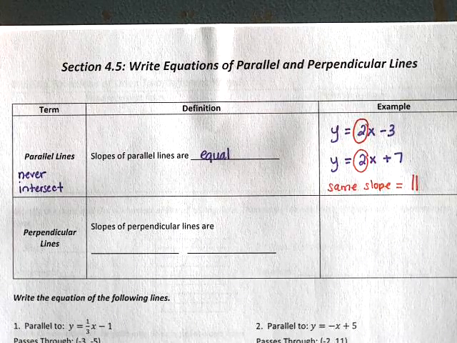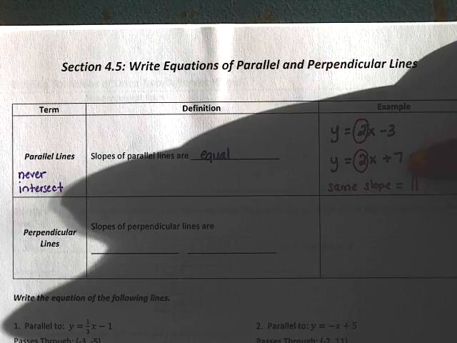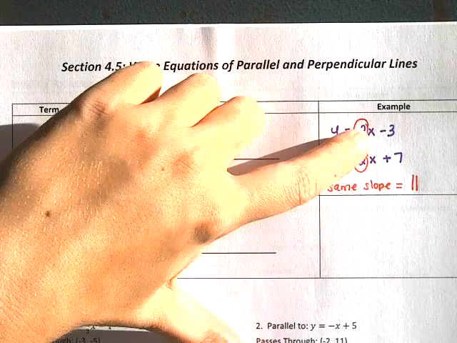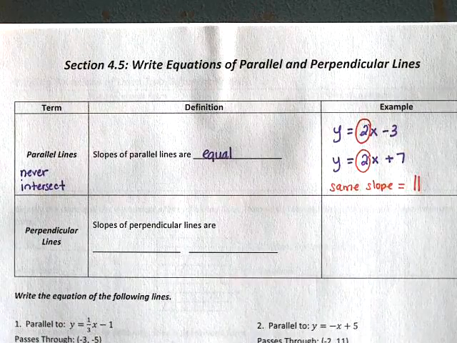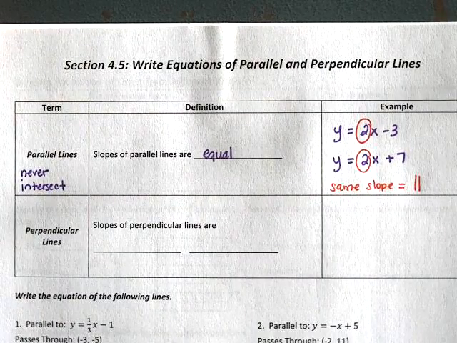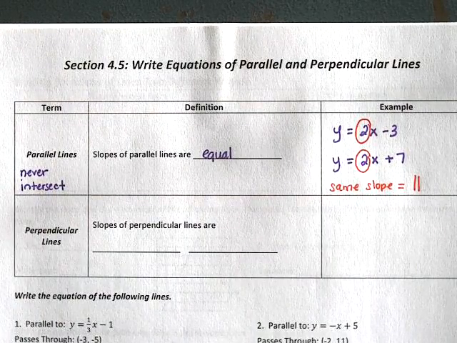Now, a lot of students get confused here. They're like, there's a -3 and there's a 7. Whatever happened to those things are not the same. Remember that those are the y-intercepts, and those are irrelevant. We don't care about the y-intercept when we're talking about parallel lines.